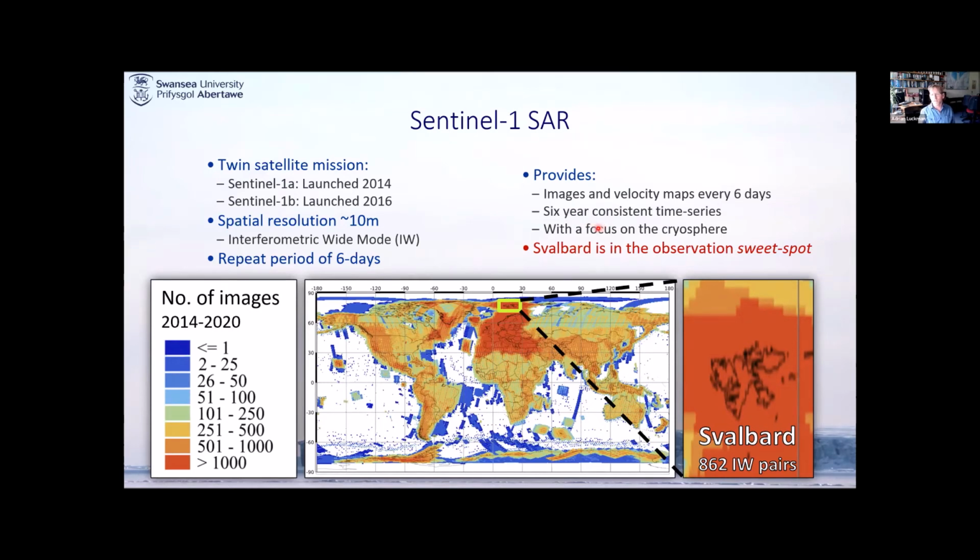And there's a focus on the cryosphere. If you look at the coverage, this nice map from ESA shows the number of images between 2014, the launch of Sentinel-1A, and 2020. We can see an obvious focus of data acquisitions over the Arctic and over Europe. And Svalbard is right in that sweet spot. So we're in a very good place at Svalbard to get these data. I calculated between 2014 and 2020, 862 interferometric wide full coverages of Svalbard to give us velocity maps, which is really going to be extremely useful to us.